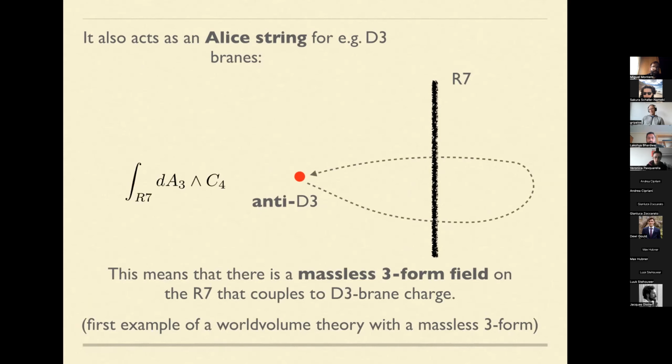And the only possibility really that you can write down for such a coupling is to assume that there's a massless three-form field on the R7 brane. In D7 branes, for instance, there's a similar coupling that couples C4 to something like F squared, okay? Where F is the field strength of the U1 gauge field of the brane.